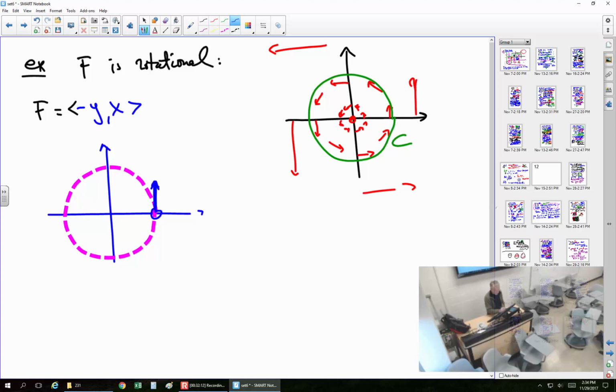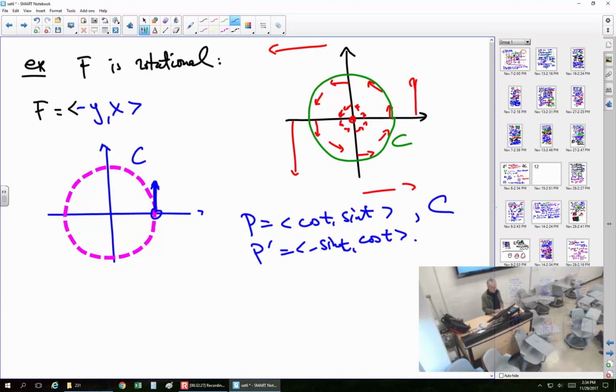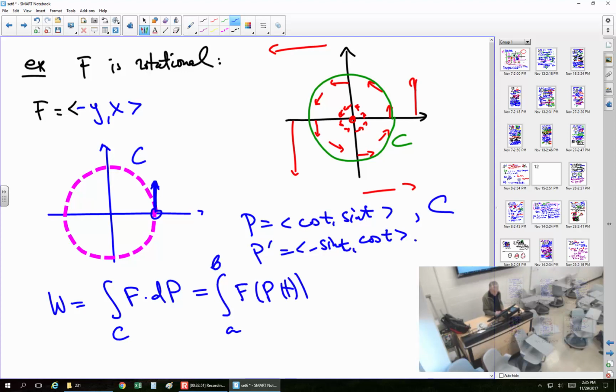I have my p prime. This is C. Once again, p is equal to cosine t, sine t. So that is my C. P prime is equal to negative sine t, cosine t. And then once again we look at the work integral over C of F dp. There's some computation involved, but let me write out the definition. It will be the integral from 0 to 2π of F of p of t dot p prime of t dt.